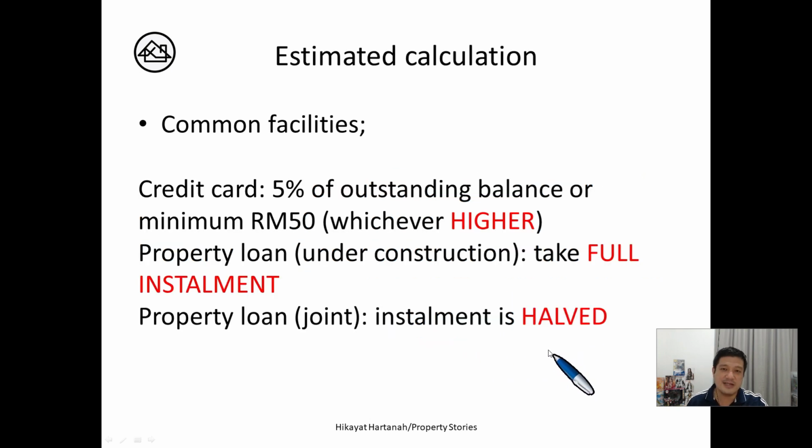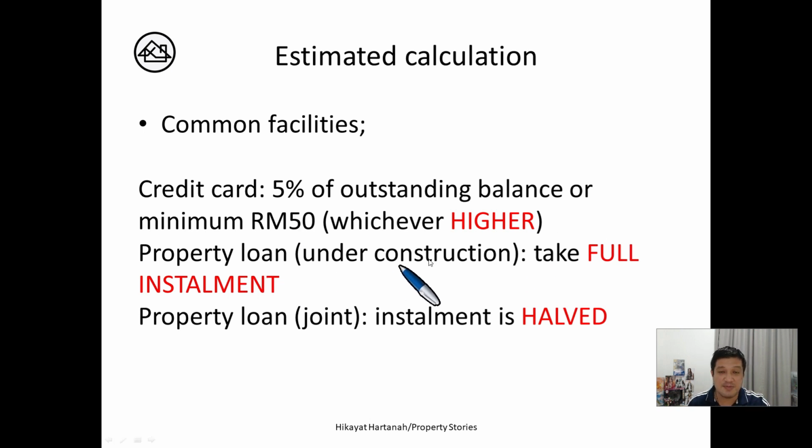So this is the common question I get. Estimated calculation: how do banks calculate? Usually for credit cards it is 5% of your outstanding balance. Let's just say your outstanding balance is 1,000. So 5% of 1,000 is 50 ringgit, which is considered as your commitment, with a minimum of 50. If your outstanding balance is 0, then it will be considered as 50 ringgit per card. It doesn't matter if the cards share the same limit, it's per card. So if you have 2 cards sharing the same limit, it's 50 plus 50, 100 ringgit considered as your commitment.